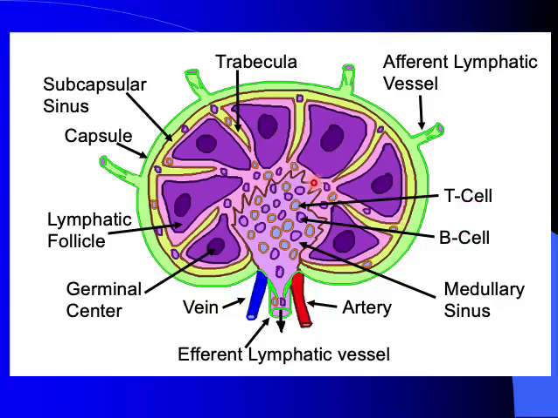The T and B cells go through a very complicated process within the lymph nodes, especially in the lymphatic follicle and the germinal center, which is within the lymphatic follicle. Then the mature or processed lymphocytes leave the lymph node through the efferent lymphatic vessel. Lymphoma originates from different parts of the lymph nodes. For example, follicular lymphoma originates from within the lymphatic follicle, and diffuse large B-cell lymphoma originates from the germinal center.